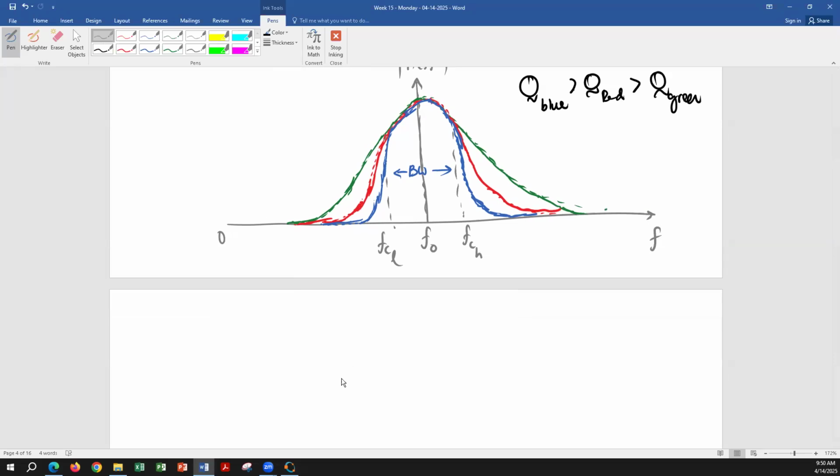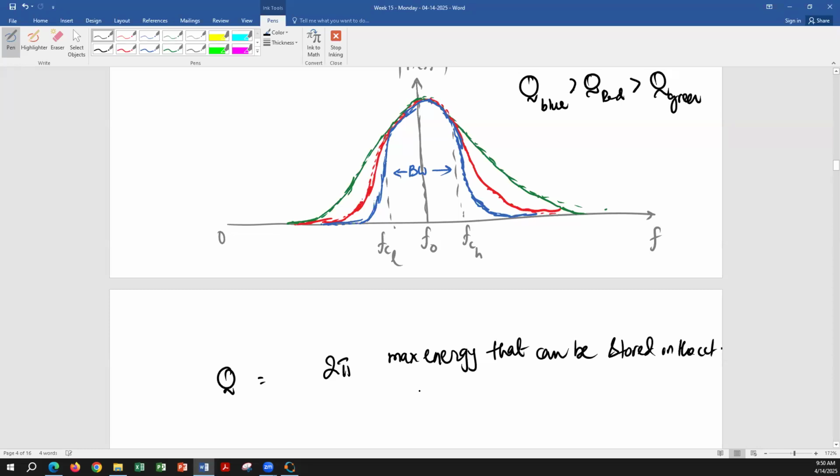Okay, so how do we calculate mathematically the value of Q, the quality factor? Q is calculated as 2 pi times the maximum energy that can be stored in the circuit, divided by the total energy lost per period.